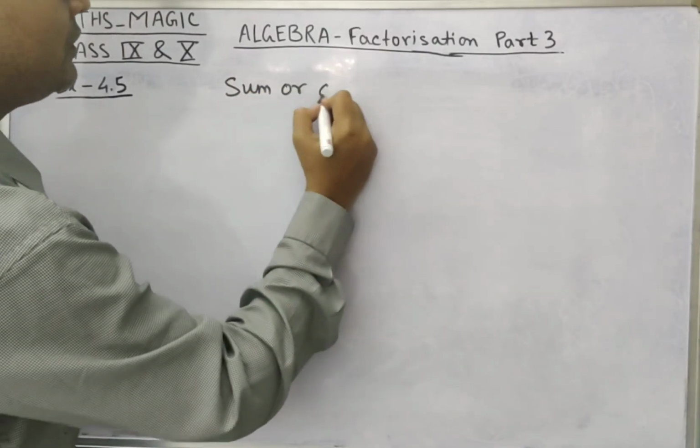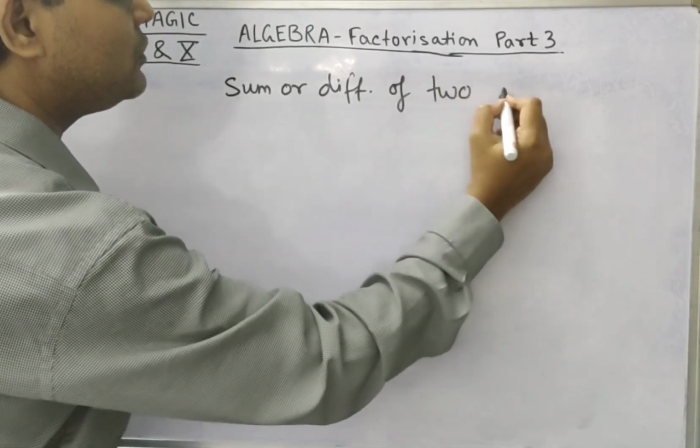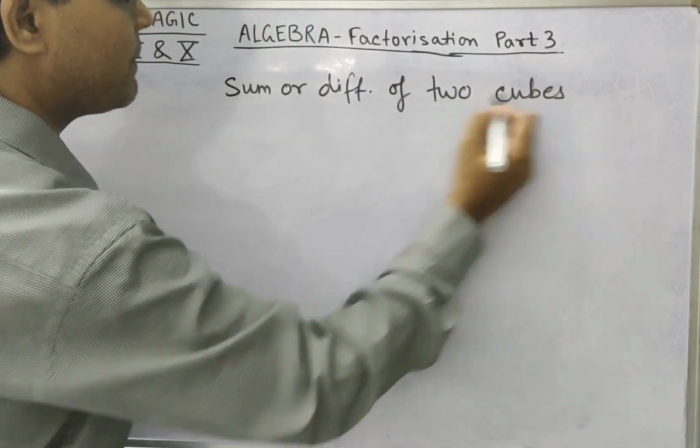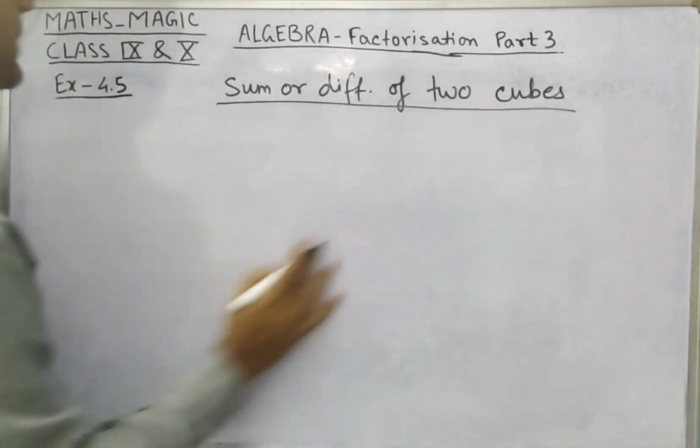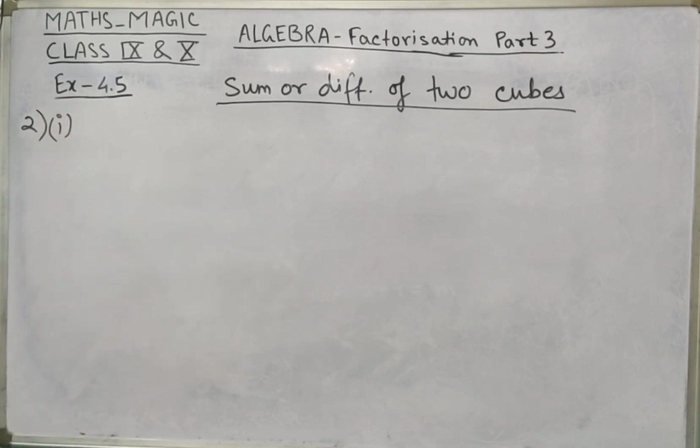Sum or difference of two cubes. Let us do sum number 2, part 1.